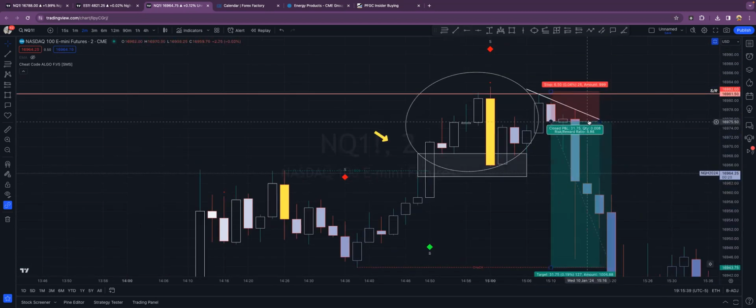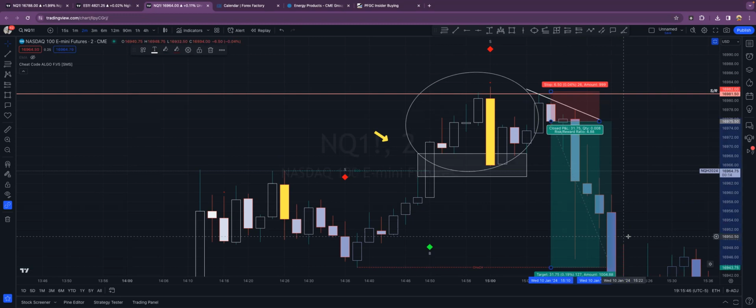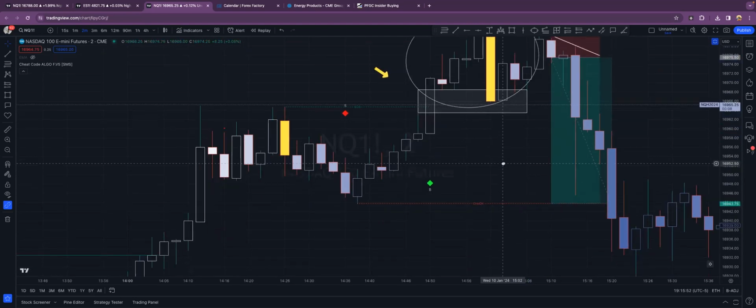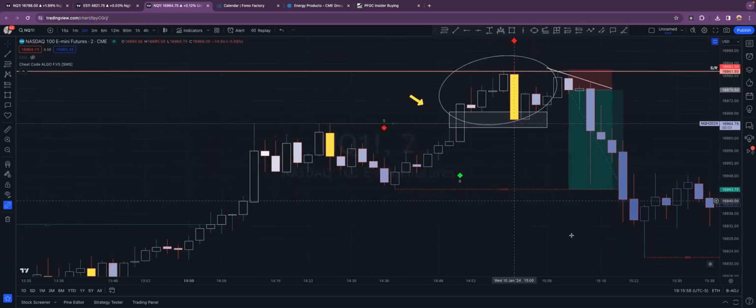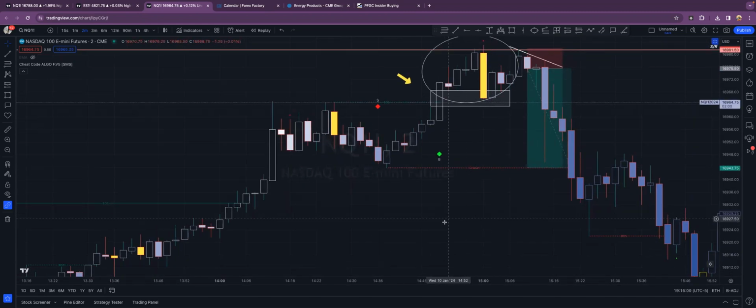So looking at this setup, you would have risked $6.50 to make $31.75. But this is the futures market, so we're going off of ticks. So you're risking 26 ticks to make 127. Easy, right? That's how that goes. I trade those said patterns. Boom, boom, boom.